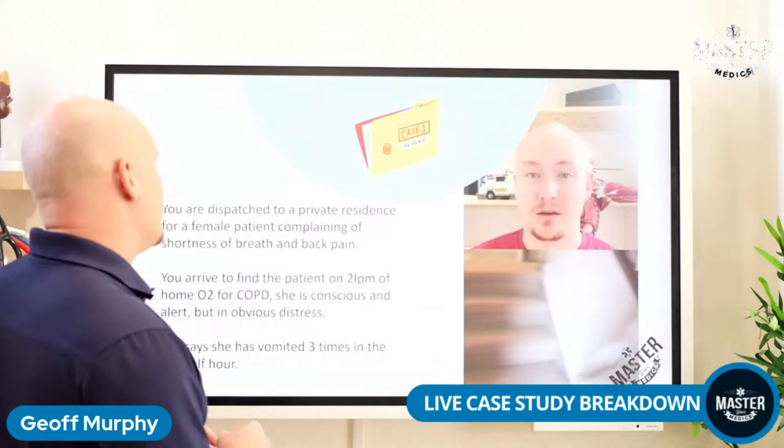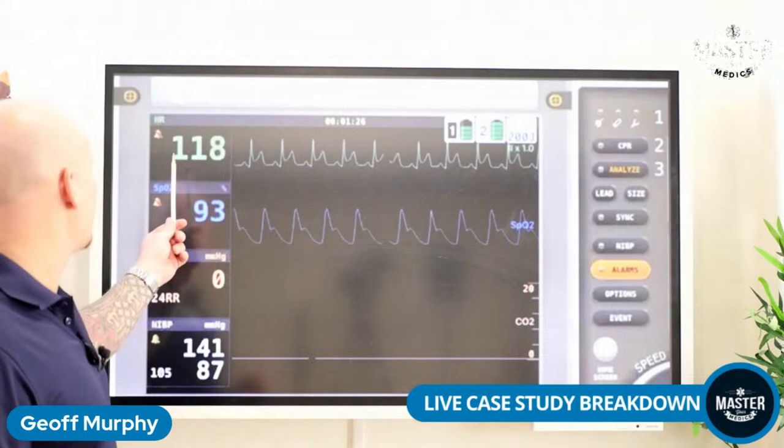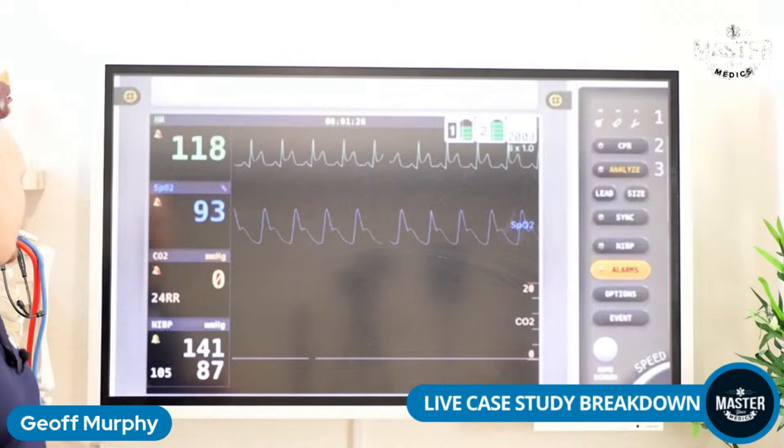Obviously quite fatigued, quite short of breath, not feeling too well. Let's get an in-depth look at a couple of our things. So first off, our vitals. Our heart rate is 118, looks like a sinus tach. We have P waves, we have QRSs that are narrow, so sinus tachycardia. We have an SpO2 of 93%, good pleth. We have a respiratory rate of 24, and we have a blood pressure of 141 on 87.